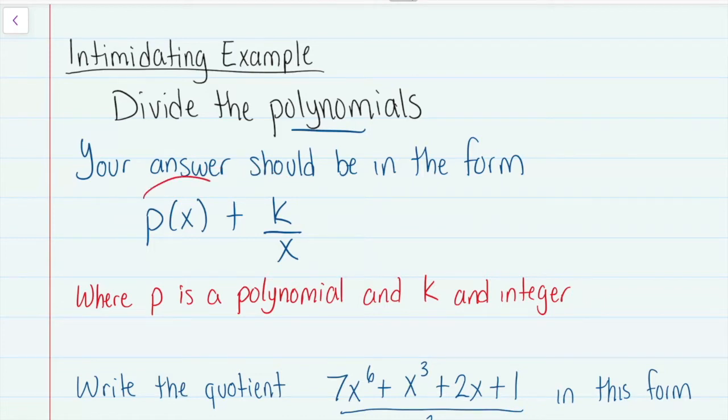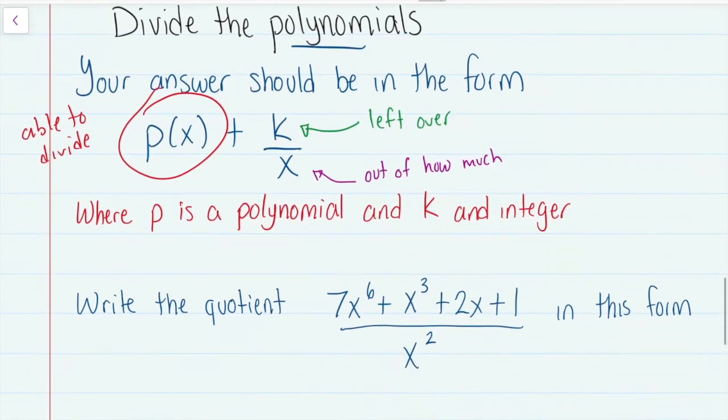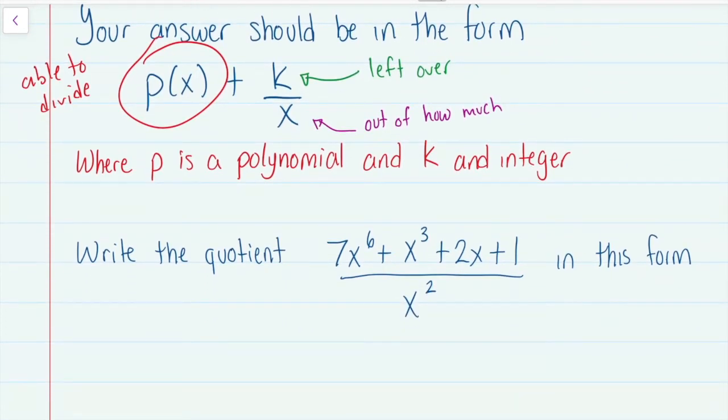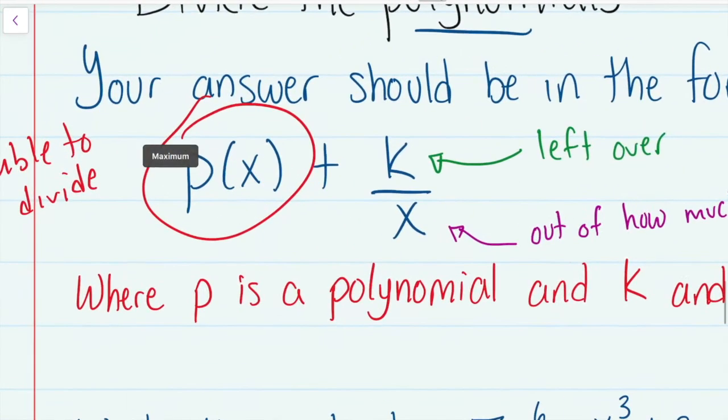So the p of x, just to understand, it's everything you were able to divide. That's what you were able to divide, while the k is actually what you had left over. And what is the x? Well, that's out of how many? Out of how much? That's what you were dividing by. Well, look at this example. You want to write the quotient in this form, in this form we see right here.